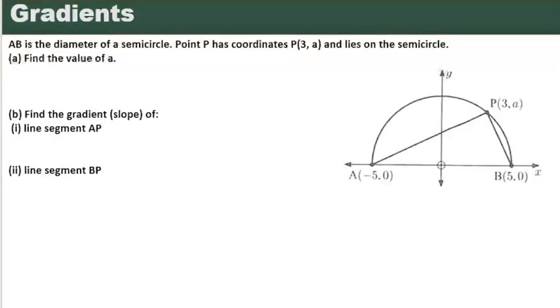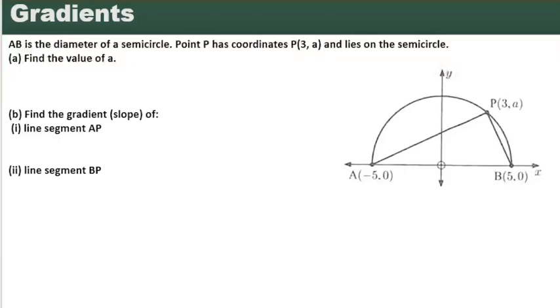This question says AB is the diameter of a semicircle. Point P has coordinates (3, a) and lies on the semicircle. Find the value of a. For part A, we have to find the value of a here.